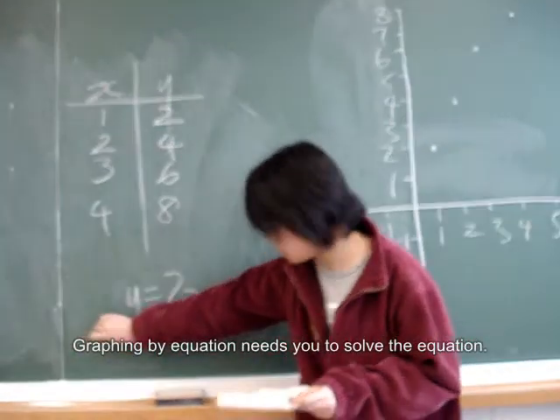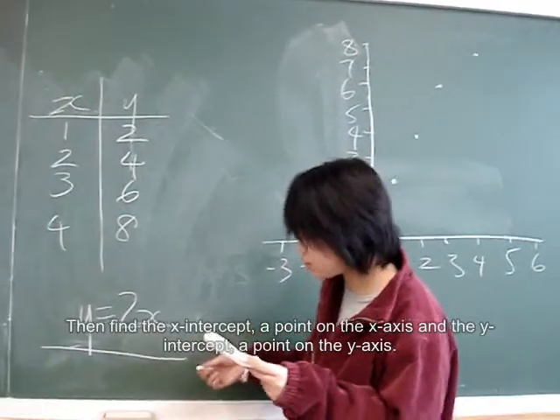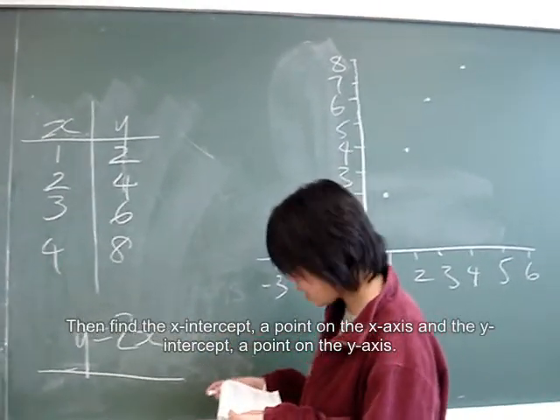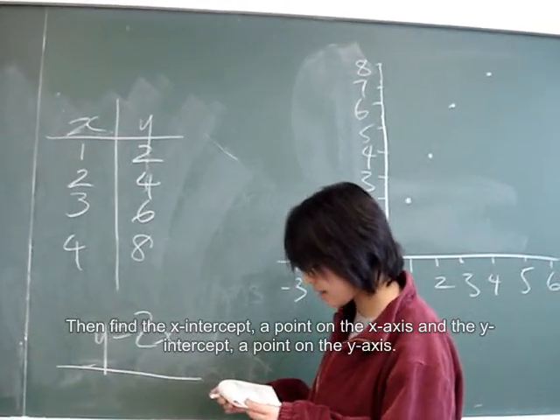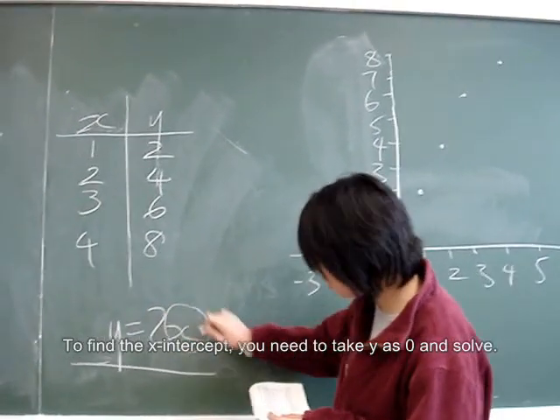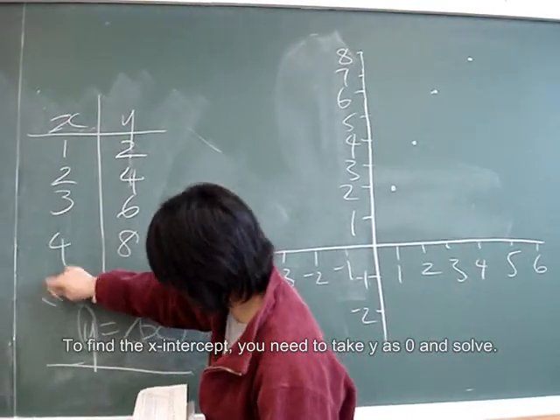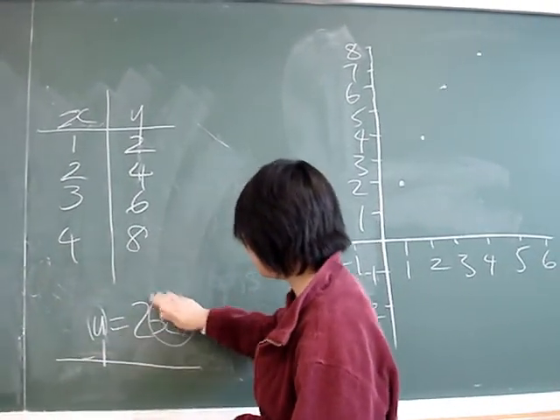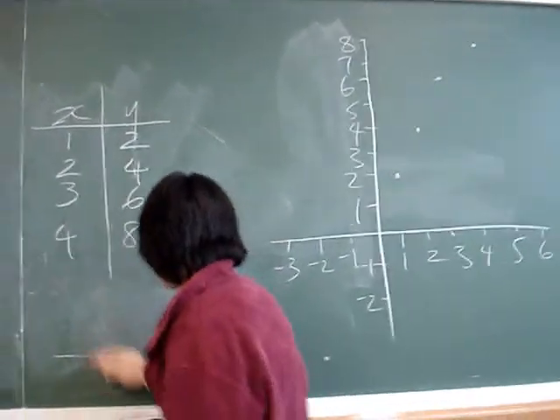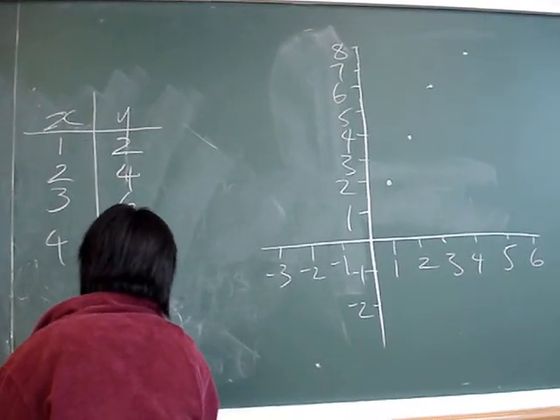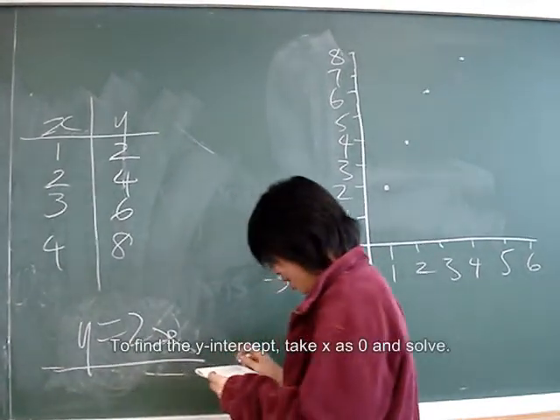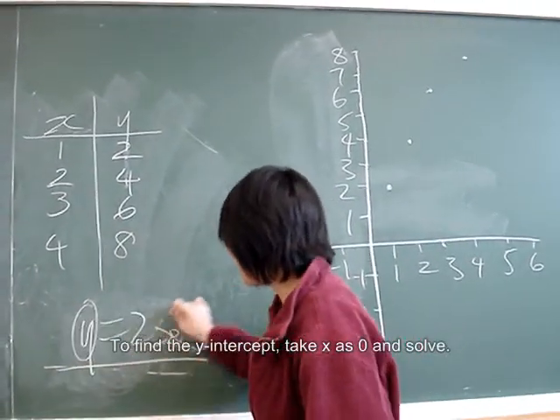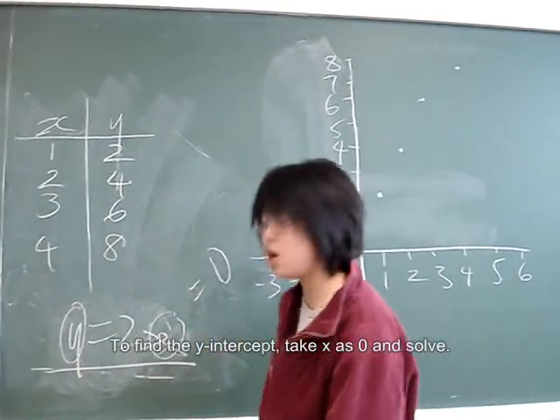Graphing by equation means to solve the equation. Then find the x-intercept, a point on the x-axis, and the y-intercept, a point on the y-axis. To find the x-intercept, you need to take y as 0 and solve. To find the y-intercept, take x as 0 and solve.